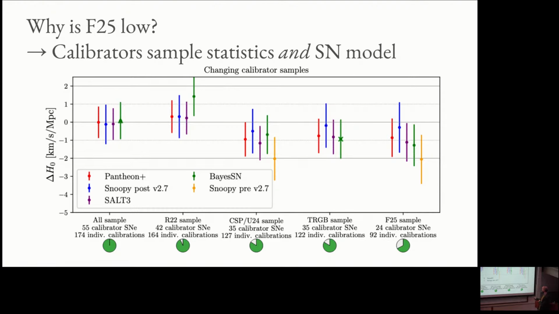The other thing is that what we found, and fortunately we had some of Wendy's collaborators at this workshop, is that in the process of putting these data sets in, we also wanted to make sure we could reproduce them. And we weren't able to reproduce Wendy's analysis because we were using the supernova model in blue, which is the latest one reported by her collaboration, the CSP collaboration. And what we noticed is that in the F25 paper, they're using an outdated supernova model. It's SNooPy pre-2.7 versus SNooPy post-2.7. So we realized that difference, and that's another 2 kilometers per second per megaparsec.